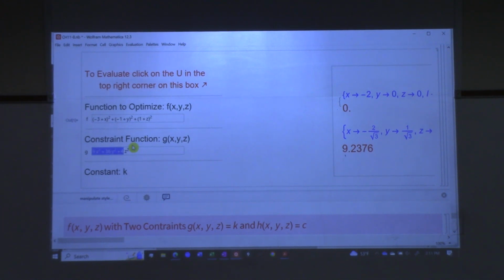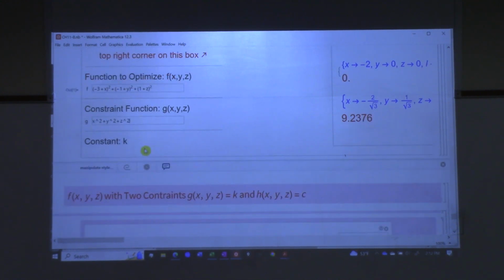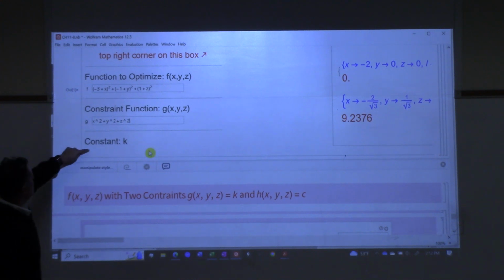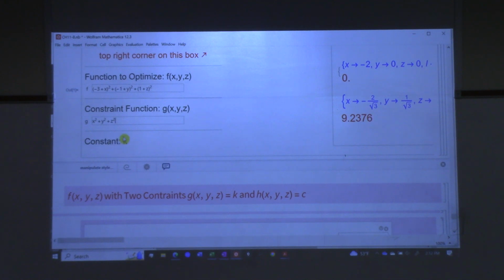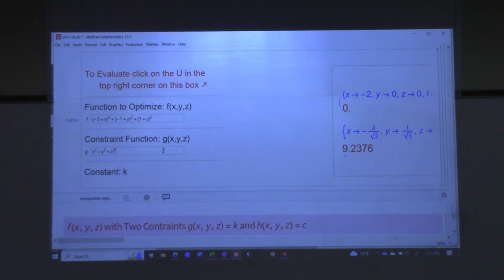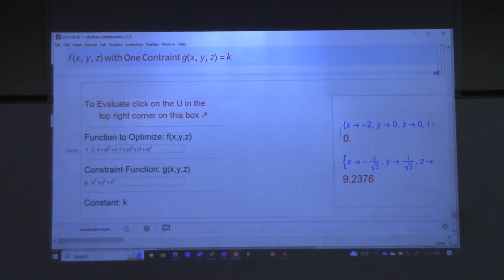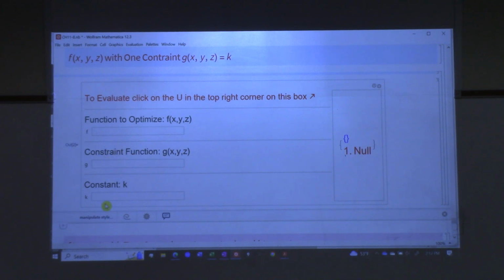So the constraint was that we had to live on the sphere, right? x squared plus y squared plus z squared. So you put the constraint function, okay, and then you put the constant right here. Where's my constant box? Where'd it go? Let me tab. Uh-oh. Let me redo this. Okay, I don't know where it went. So 4.